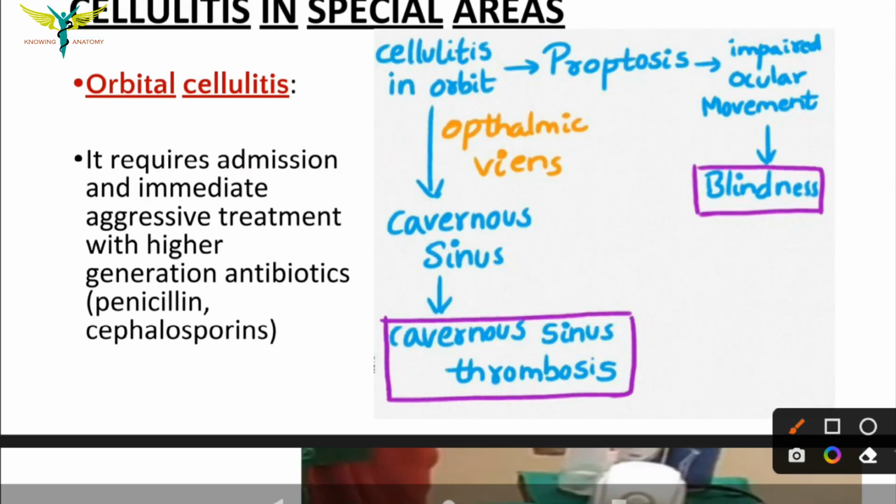Apart from the face and the limbs, cellulitis can also occur in some special areas. The first one is orbital cellulitis. Orbital cellulitis is an emergency. It requires admission and immediate aggressive treatment with higher generation antibiotics like penicillins and cephalosporins.